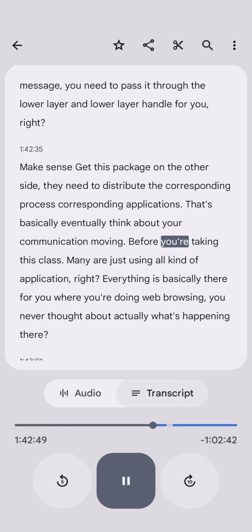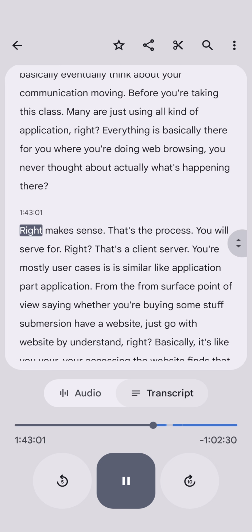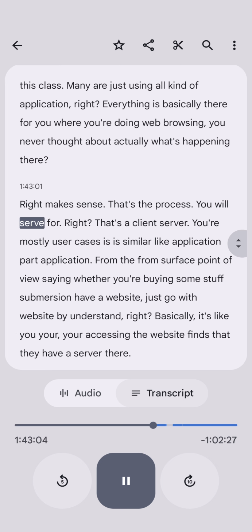Before you took this class, mainly you were just using all kinds of applications, right? Everything is basically there. When you're doing web browsing, you never thought about what's actually happening there, right? Makes sense? That's the process you are serving. That's the client-server. In most user cases, it's similar to application to application. Makes sense? From the surface point of view, think about it, you are buying some stuff. Some merchant has a website, you just go to the website and buy the stuff, right?